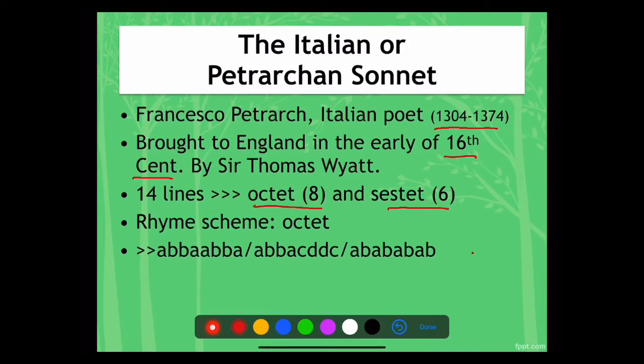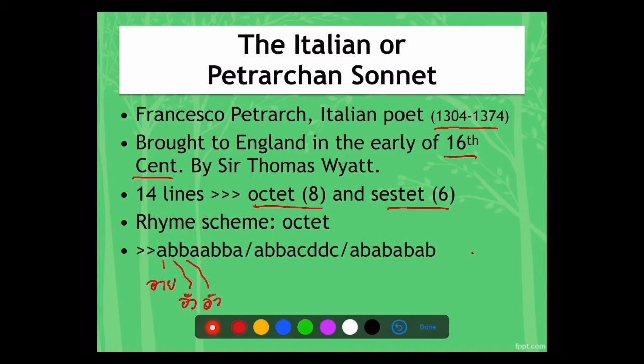What do I mean by octet? Let's say the last word of the first line has a certain vowel sound, and then the second line has another vowel sound. Then the last word of the third line needs the same vowel sound as the first. You already see there's a repetition of the last word sounds in the poem's lines. So you have to do A B B A A B B A.